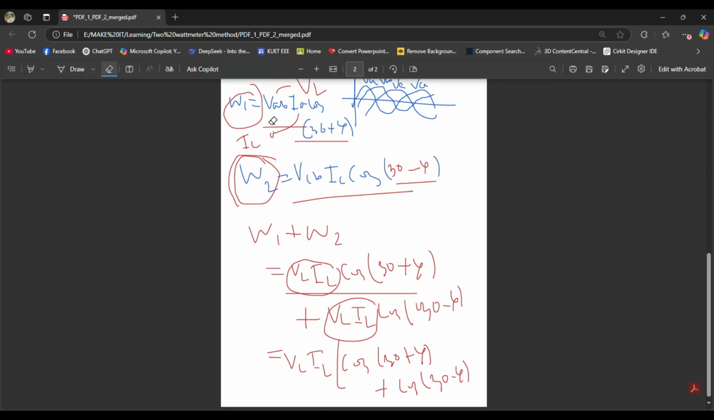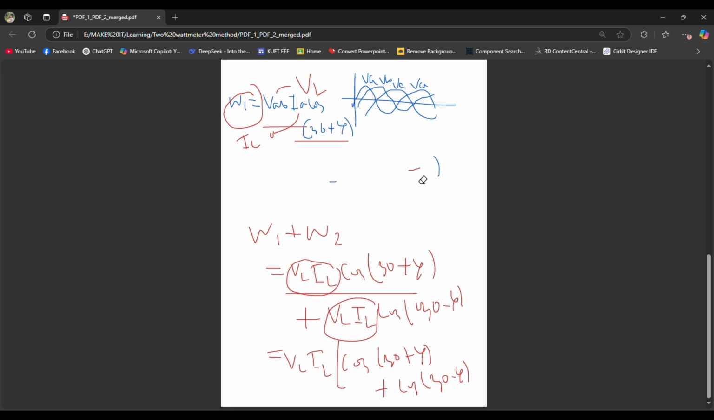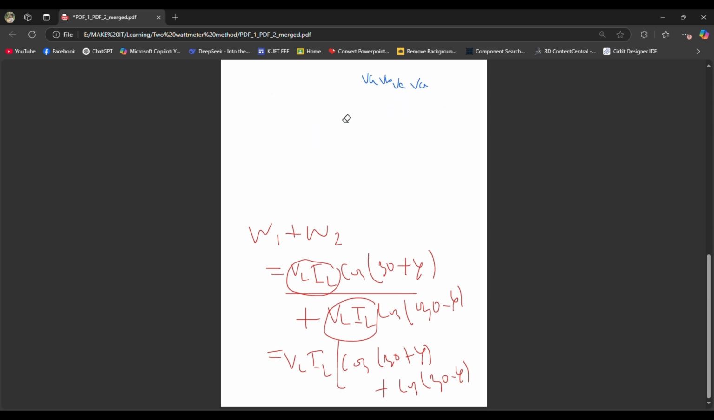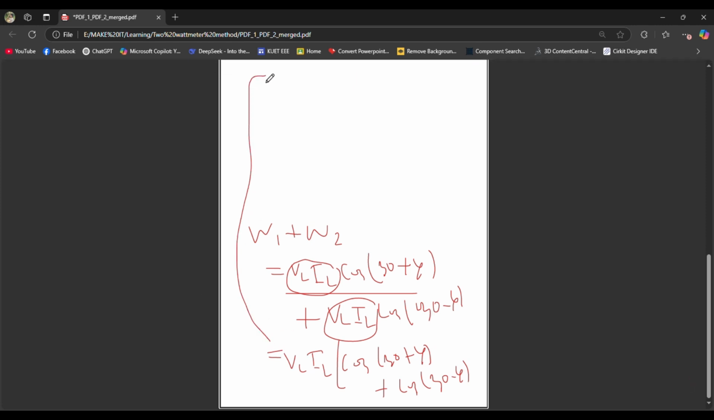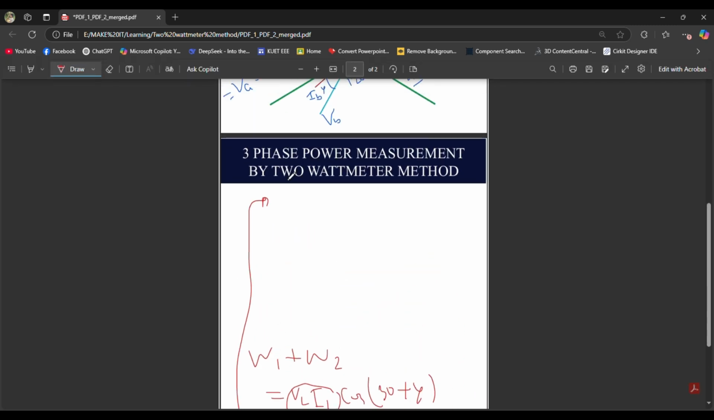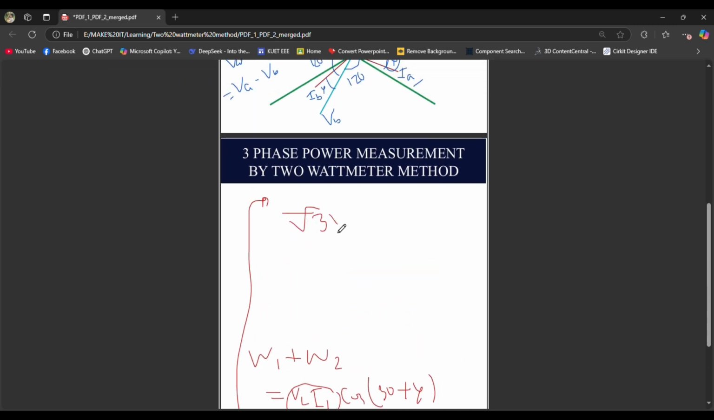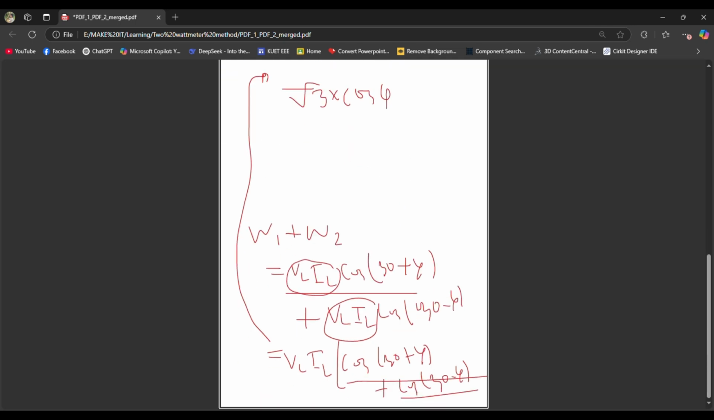Now we have to do a further calculation. For this reason I have to erase the previous things, not all of them, just the things from here. If we add these two values, we can simply get the value √3 multiplied with cos phi. I do not have enough space to do the calculation, but if you calculate on your own, then you will get the value √3 into cos phi. Then the rest of the thing is VL IL.